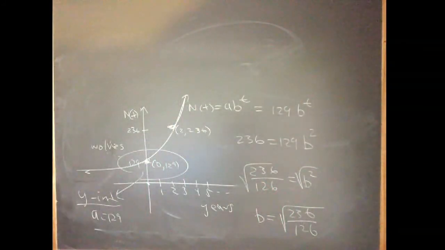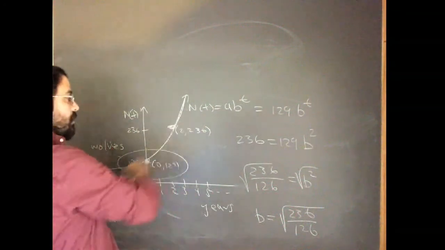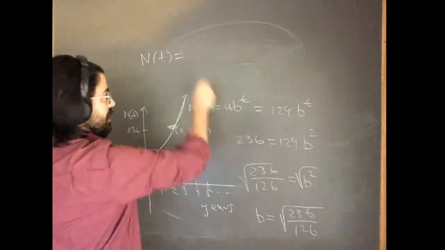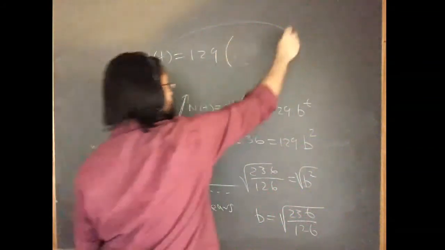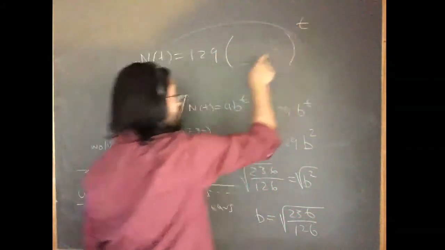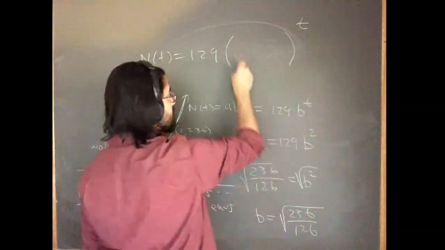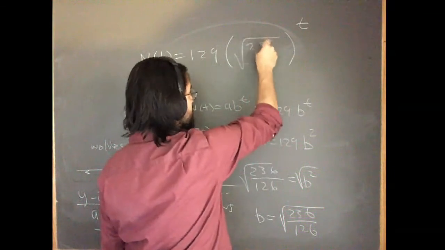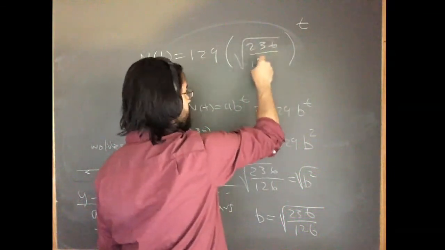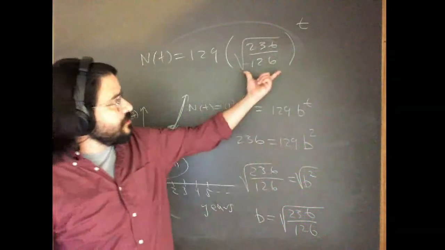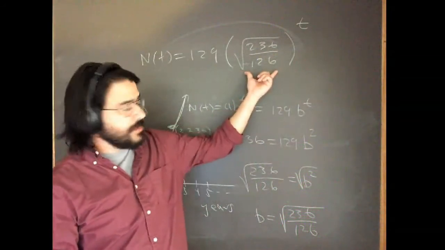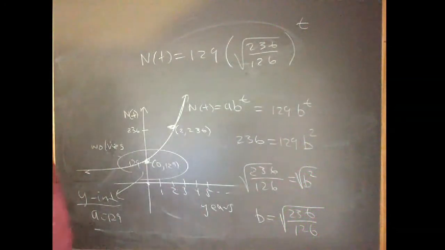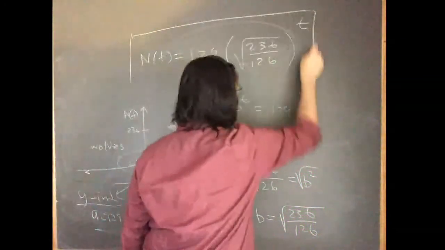Okay, and now we can write down a formula for this curve, right? The one that you're seeing here. It's going to be n of t is equal to whatever the a was, 129, and then the b raised to the power of t. And the base in this case is this square root of 236 divided by 126. And you can see that if you type this into a calculator, you would get something that was bigger than 1, and so this would be exponential increase. And so here, this is the formula that they're looking for.